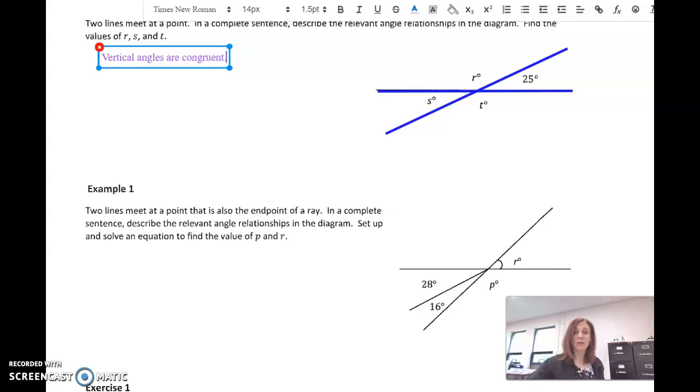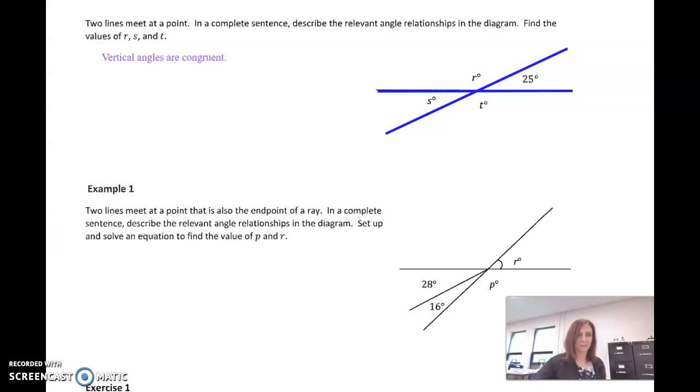These here are vertical angles, because remember, vertical angles are the ones opposite each other when two lines meet at a point. If we're meeting here, this angle and this angle are opposite each other. They're not adjacent, they don't share a common side. Vertical angles are congruent, the geometry word for equal. So here, if I know this angle's 25, I automatically know that S is 25. Why? Vertical angles are congruent. So that's why it's going to be important to pick out vertical angles. From there, I can find R and I can find T.